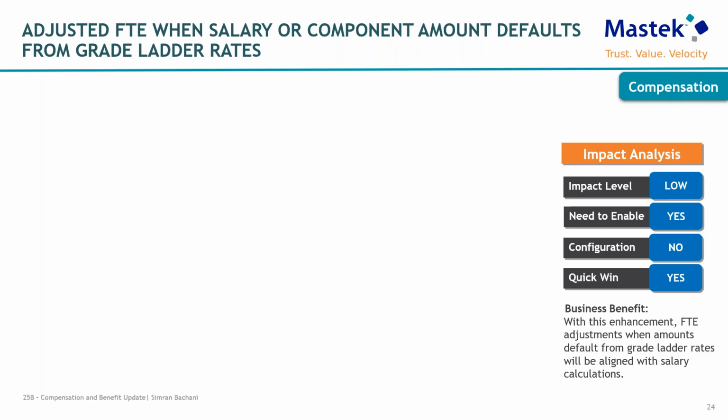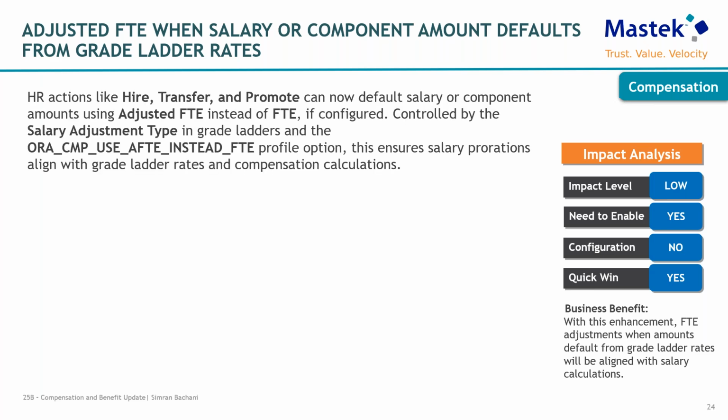The next is adjusted FTE when salary or component amount defaults from grade ladder rates. This enhancement allows you to default salary or component amounts from grade ladder rates during HR actions like hire, transfer, and promote using adjusted FTE for prorating instead of the standard FTE. By configuring the salary adjustment type on the grade ladder, you can now control whether FTE or adjusted FTE is used based on the profile option. This ensures that FTE adjustments align with salary calculations, improving consistency and accuracy.